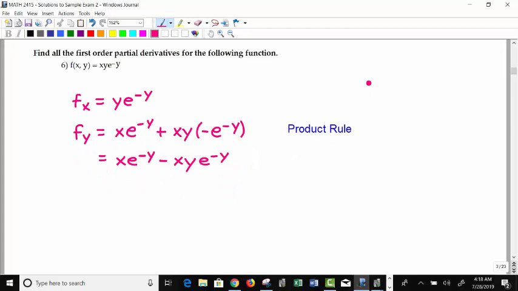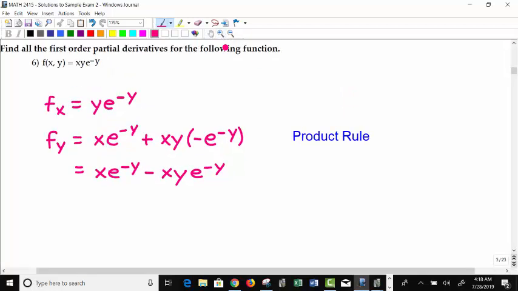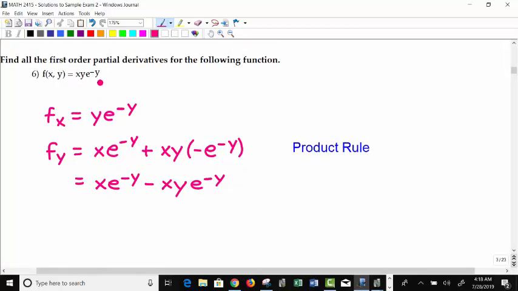So here's a couple more. Let's take a look at this one. The function is xy e to the negative y. Now the partial derivative with respect to x is real easy because the derivative of x is 1, so it just gets rid of the x. And you're left with y e to the negative y.